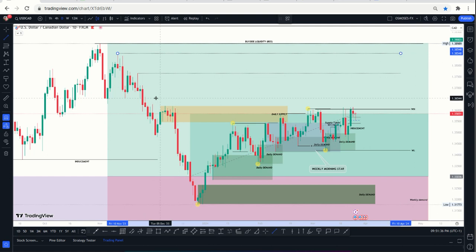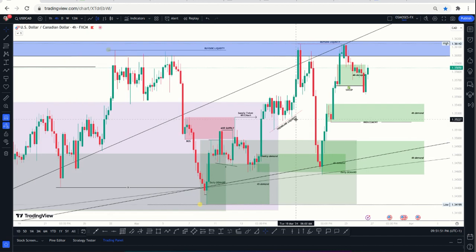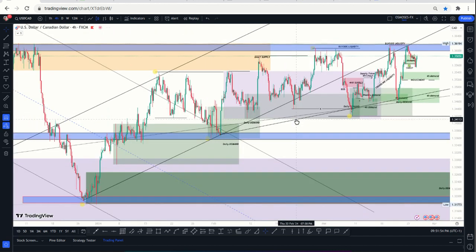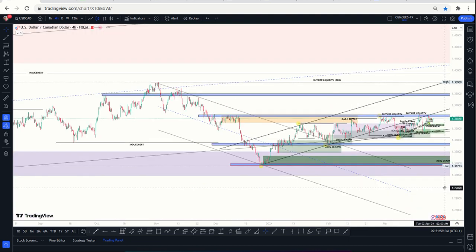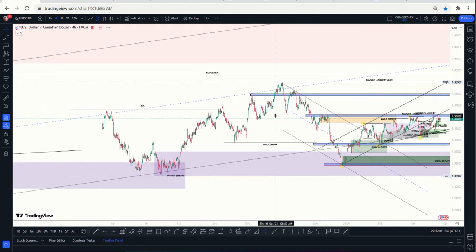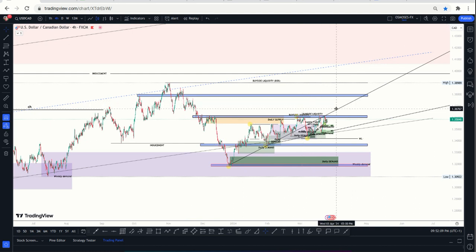So I'm expecting some massive push on USDCAD this week. So with this on 4 hour, I have some support and resistance, and I have a lot of lines on my charts. I'll probably delete them. Let me just remove everything.